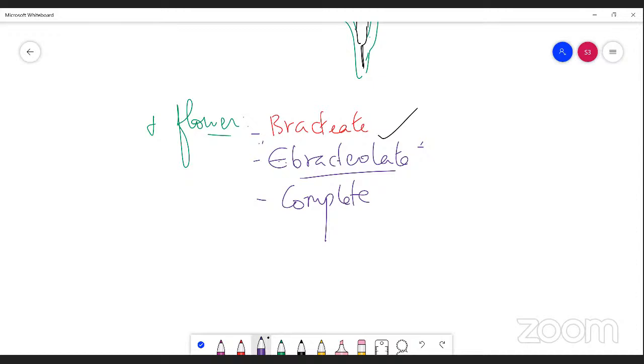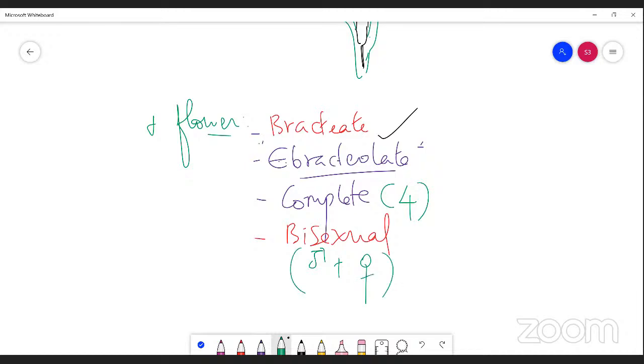Calyx, corolla, androecium, gynoecium. There will be four main floral parts, calyx, corolla, androecium and gynoecium, which are found in the flower. That's why it is known as a complete flower. And one more character indicates it's a bisexual flower. Bisexual means both male and female parts are present in the same flower. That is called bisexual.